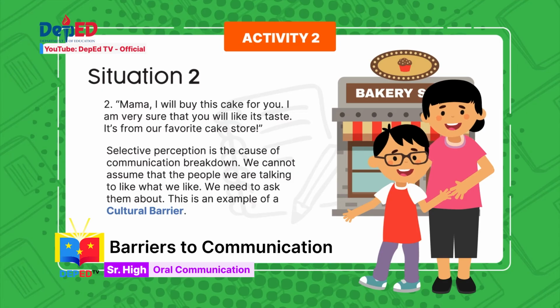Selective perception may cause communication breakdown. We cannot assume that the people we are talking to like what we like. We need to ask them. Again, just a daily reminder, what is true to you may not be true to me or to them. This is an example of a cultural barrier.